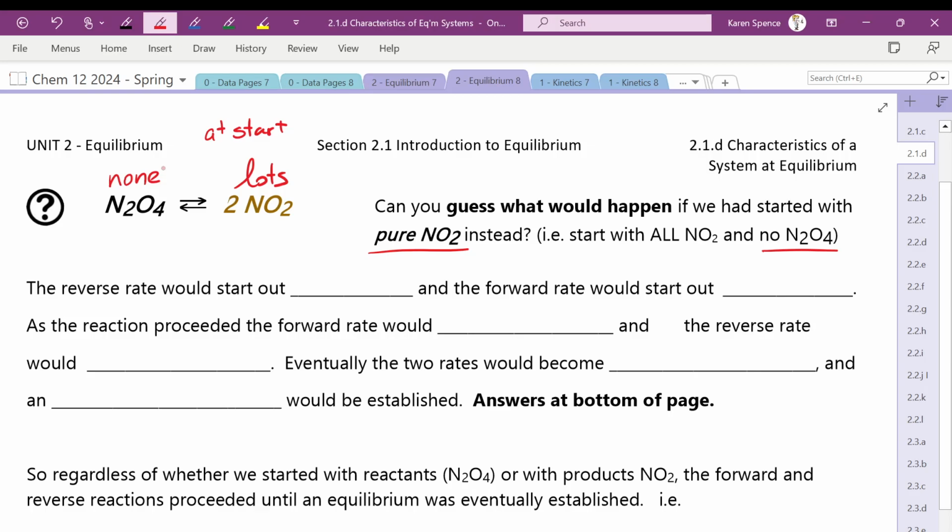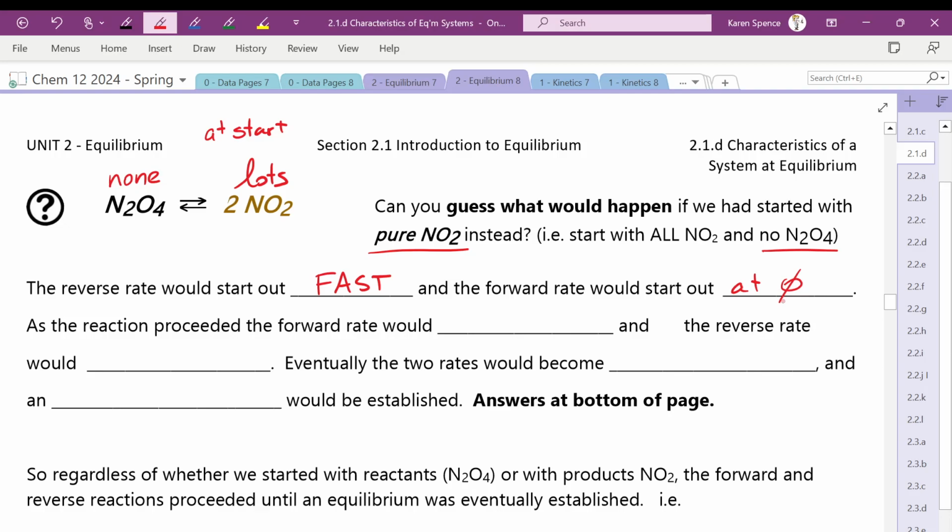Okay, so how would the reverse rate start out? It would start out fast. And the forward rate would start out at 0 because we don't have anything. Sorry, that's supposed to be just a line. 0.